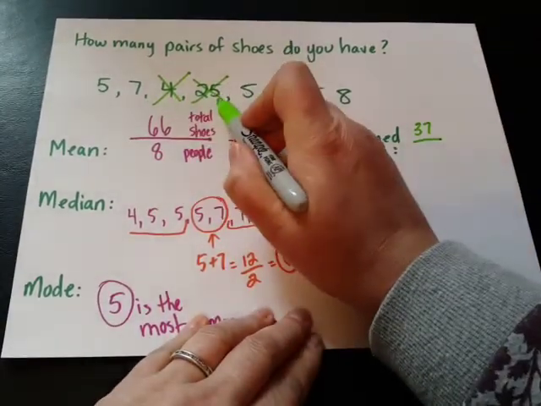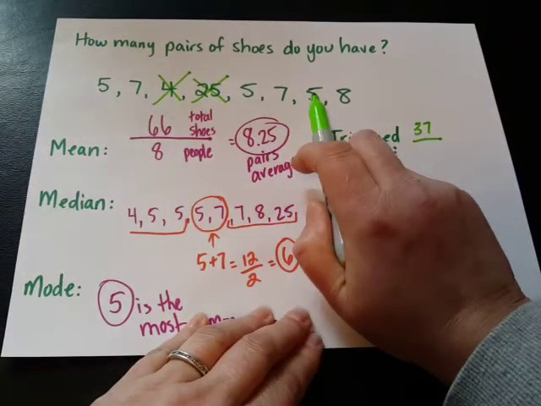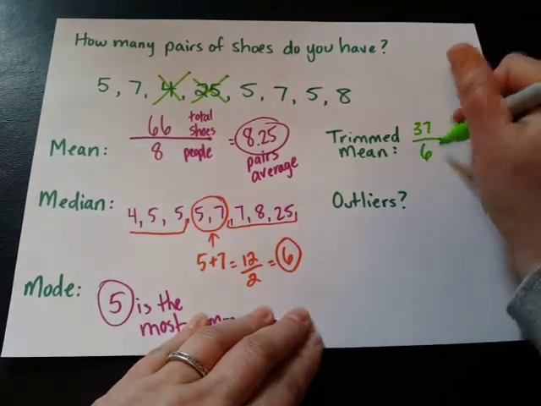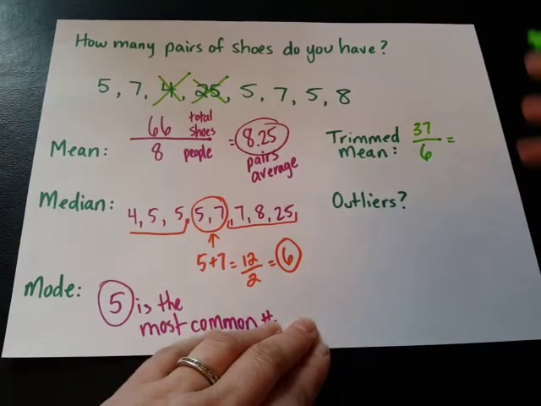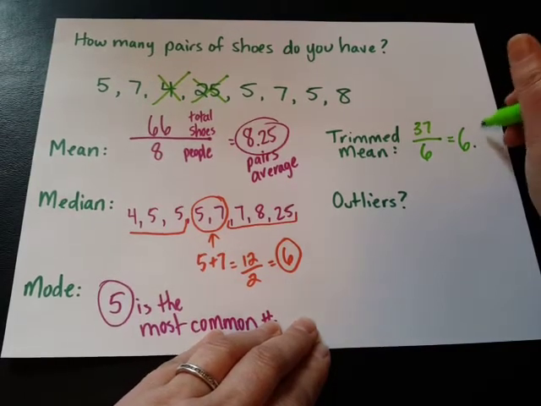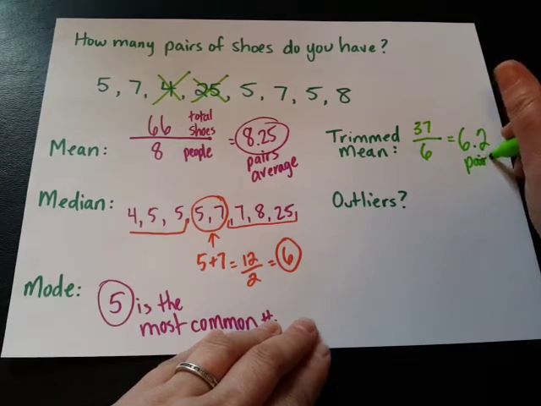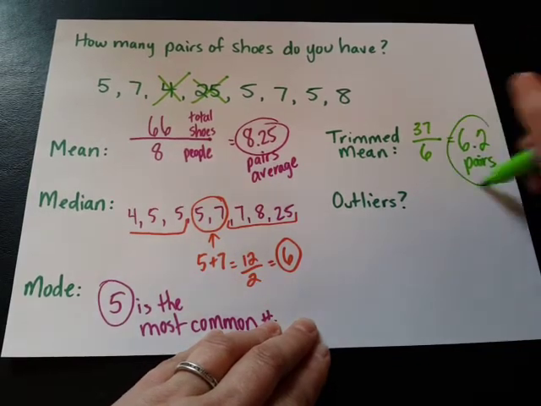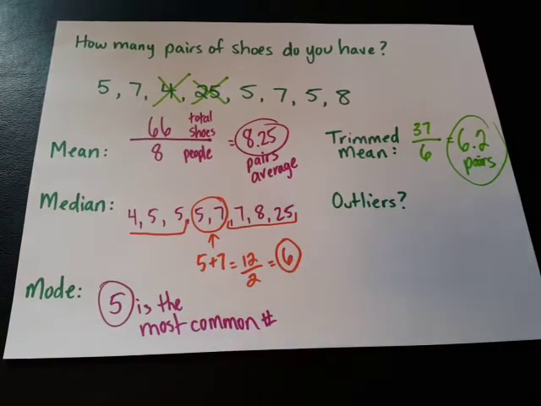Now we've eliminated both the highest and the lowest. So 1, 2, 3, 4, 5, 6 people are left. And that gives us a trimmed mean of 6.2 pairs. Now that number seems to fit a little bit closer with those.